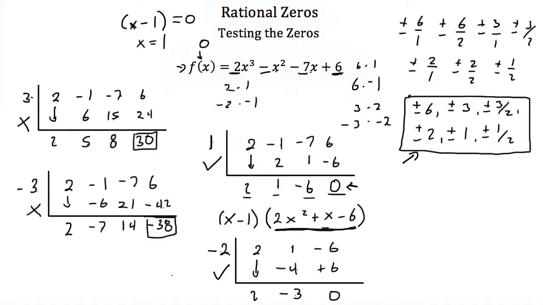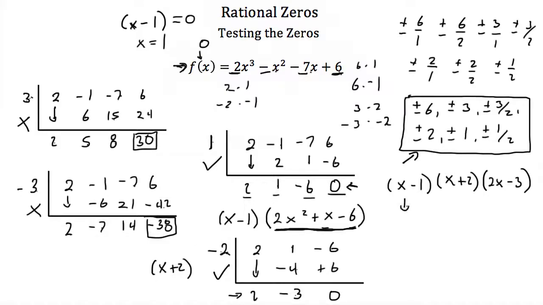That also means that x plus 2 is a factor of our equation. So that means our equation so far has broken down to an x minus 1, an x plus 2, and then here we have our remaining coefficients. This would be a 2x minus 3. So using synthetic division, we've actually factored this equation, and we're finding our rational zeros.